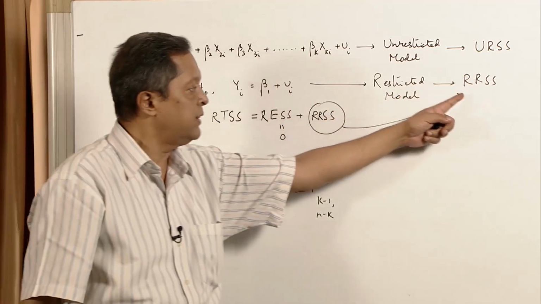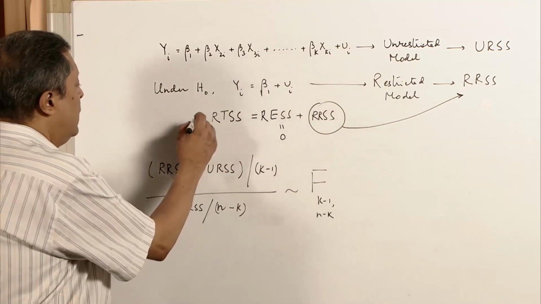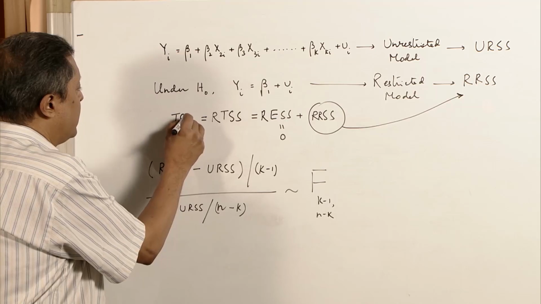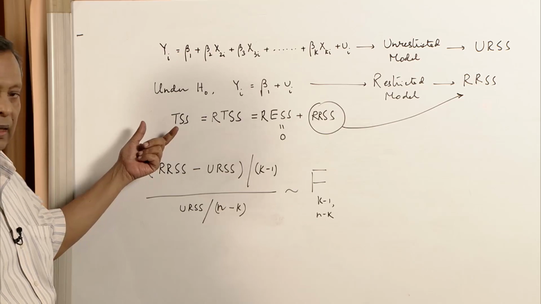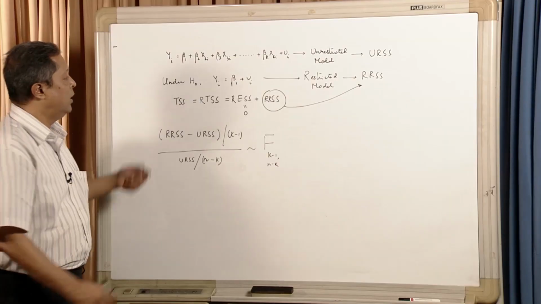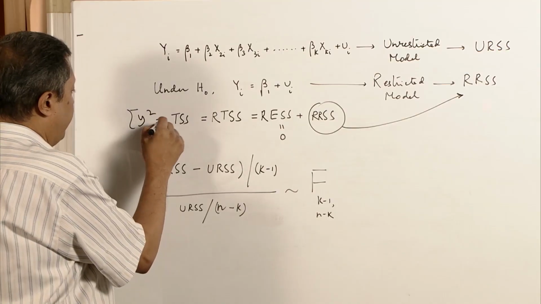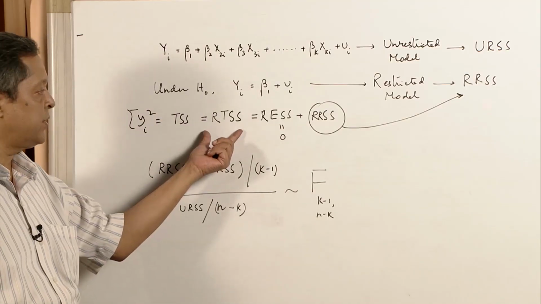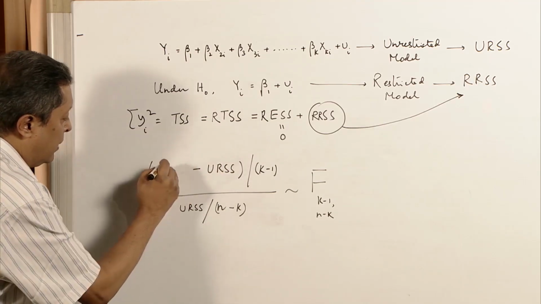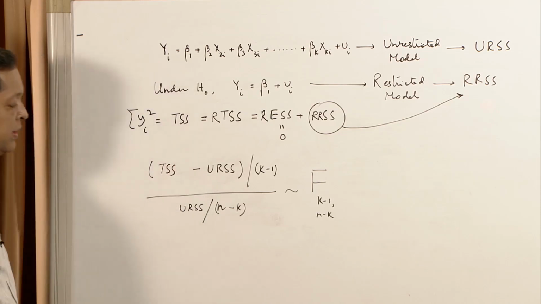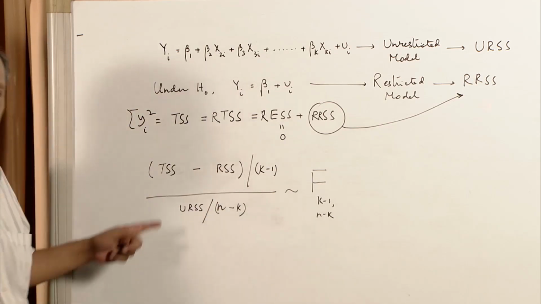So, this restricted residual sum of squares is nothing but the restricted model total sum of squares, which is nothing but the total sum of squares, because the total sum of squares is always the summation of small yi square, independent of restrictions. In this case, it becomes a restricted total sum of squares. So, we can safely write here total sum of squares, and what is this? This is our familiar residual sum of squares.